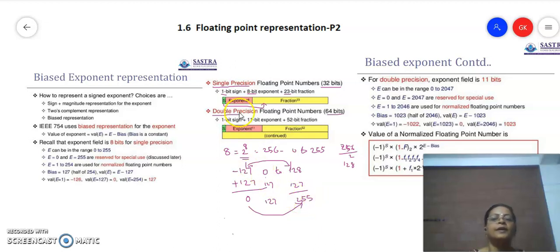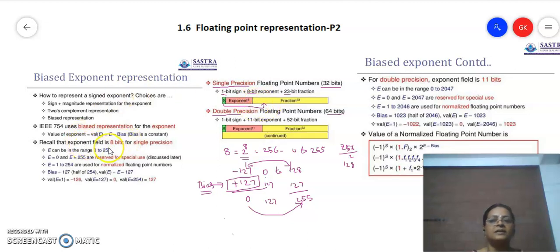In order to convert the negative exponent into positive, I am just adding one positive quantity, and this positive quantity is called the bias. The reason for adding the bias to the exponent is to make it positive, because we don't have any provision to represent the sign of the exponent.